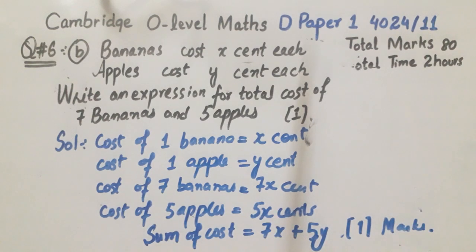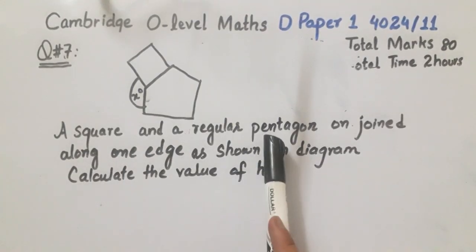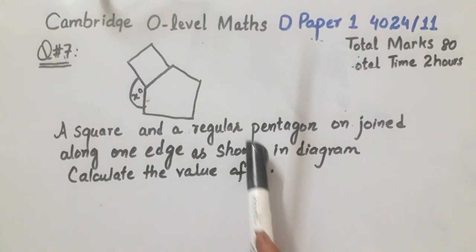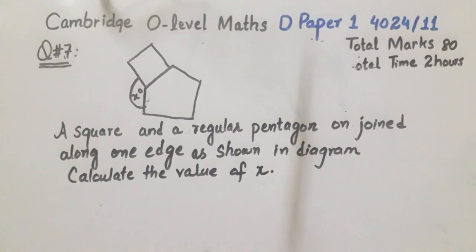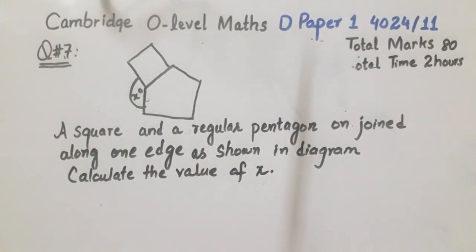Now we will solve question number 7. Question number 7 is: a square and a regular pentagon are joined along one edge as shown in the diagram. Calculate the value of x. You have to find out this angle, that is x. So we will start this question.